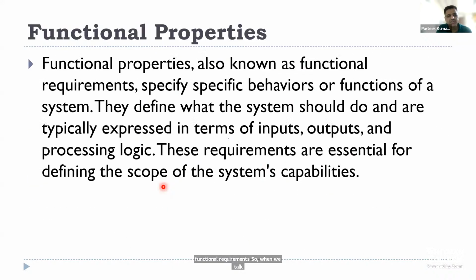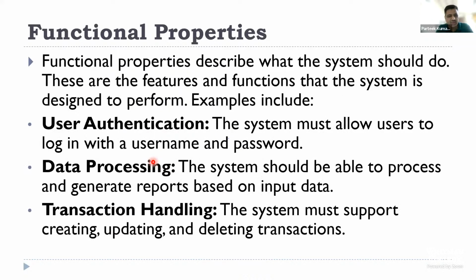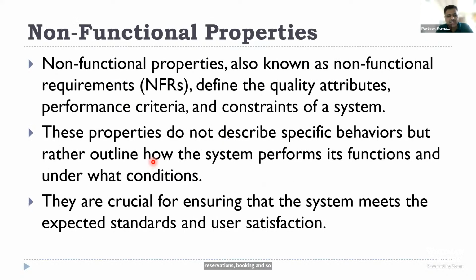So here I'm going to discuss these things in a little more detail. Functional property refers to functional requirements. This defines what the system should do, and what type of logic it has. Let me explain that. If it is a railway reservation system, it should be able to do reservations, booking, user authentication, transactions, and all these are functional properties.